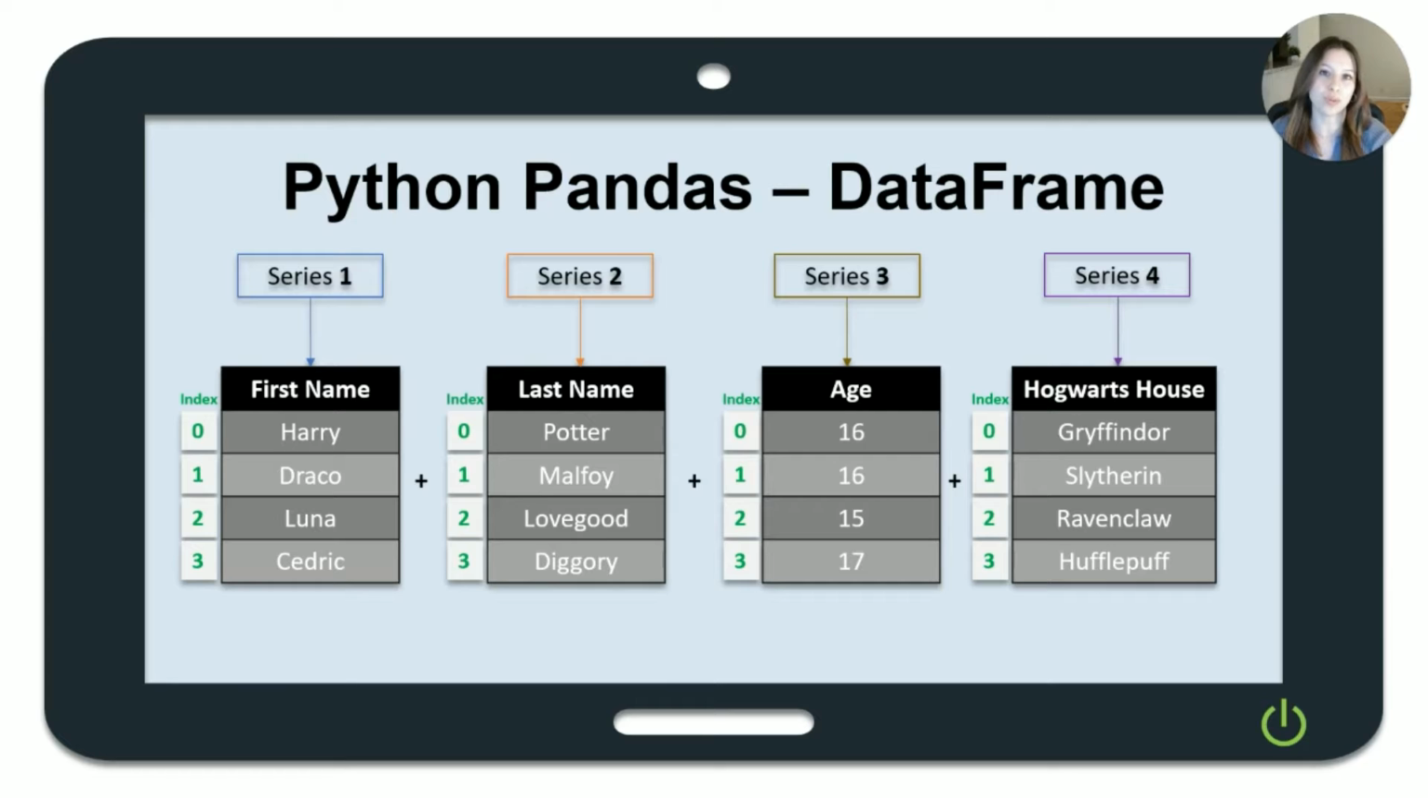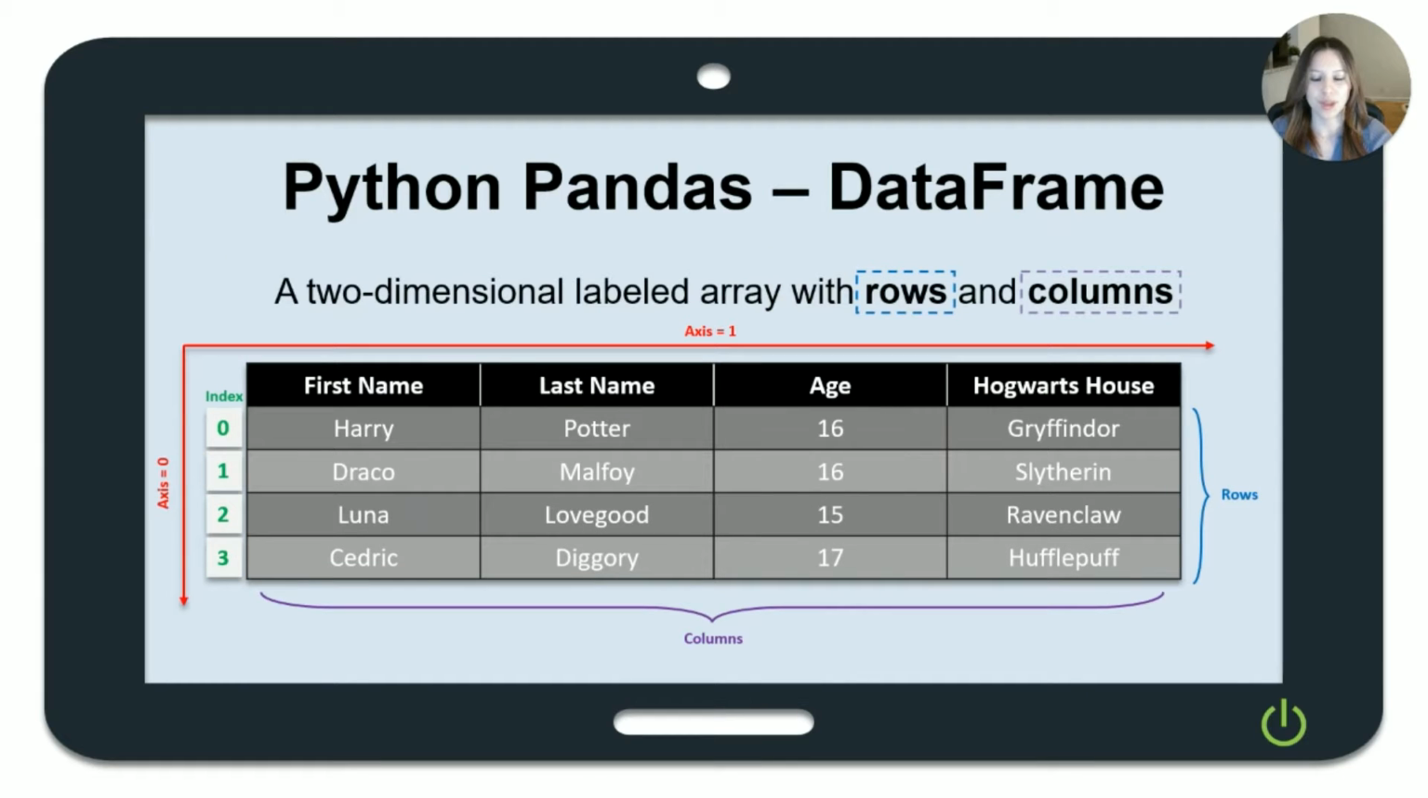And if you want more information on what a Pandas series is, please feel free to check out one of my previous videos. You'll also want to note for a data frame that axis 1 refers to columns and axis 0 refers to rows. They're used for indexing, and I'll show you that in another video.